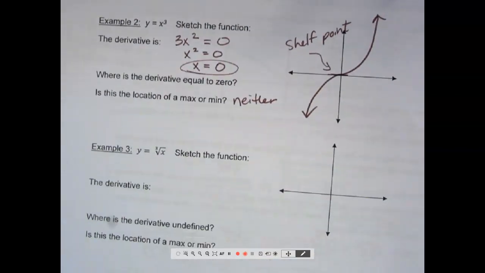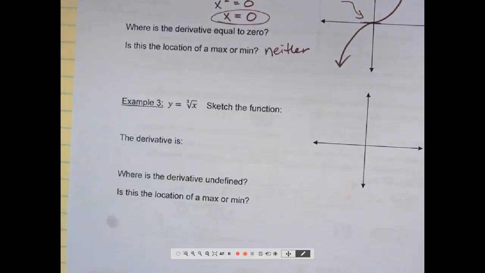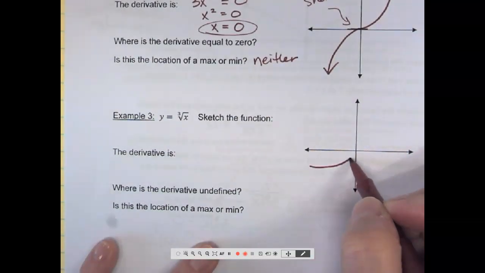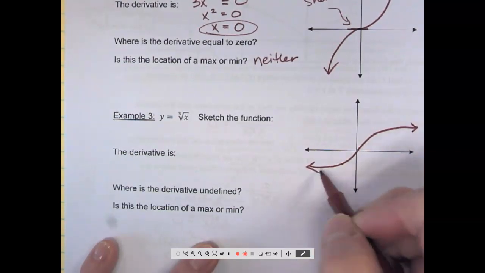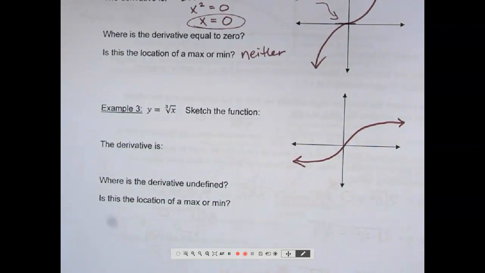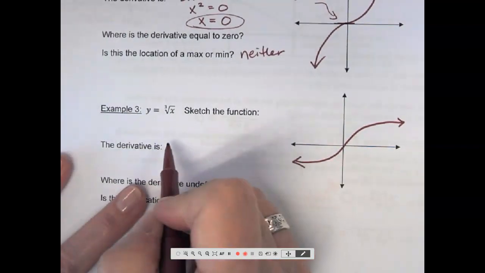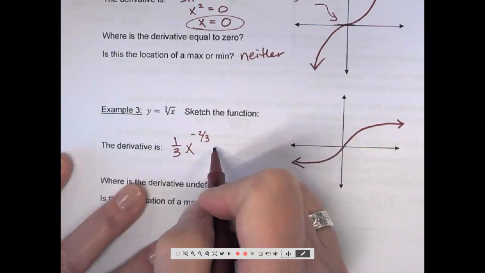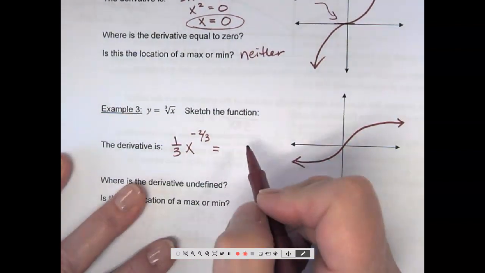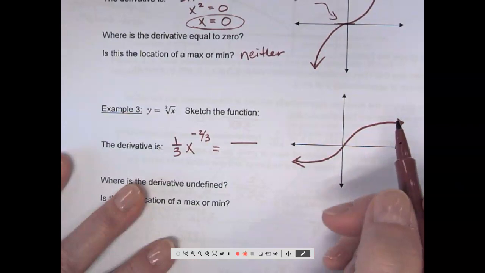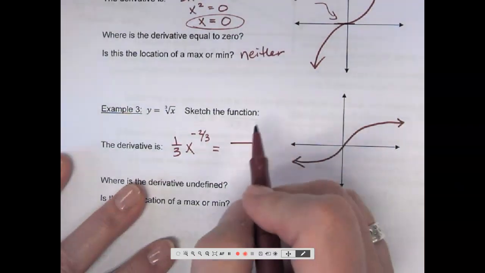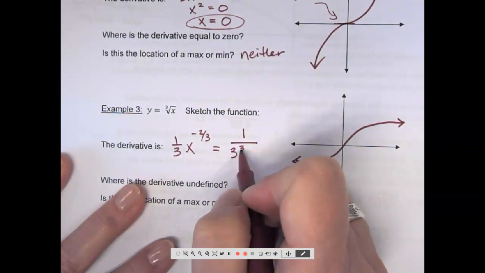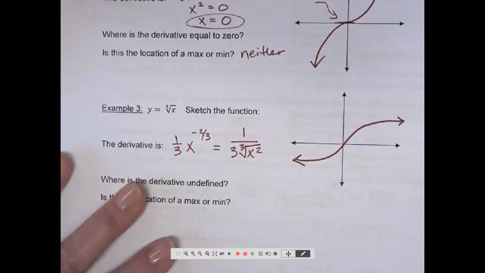Okay, let's look at the next one. Cube root of x. We haven't talked about that one in a while. What does cube root of x look like? There you go. It's kind of like turning that cube sideways, right? All right, let's find our derivative. What would the derivative be? Okay, how else could I write that? Put the x cubed to the square on the bottom. What about the 1/3? It stays. The denominator is always the root. Cube root of x squared.